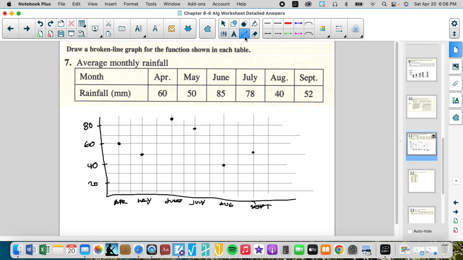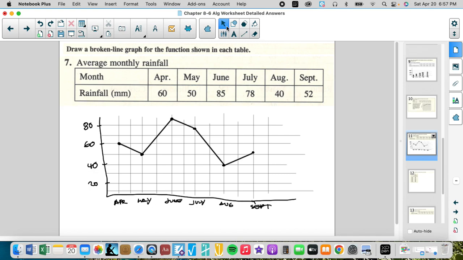Now we're going to connect said dots. Do we go from 0? No, we just start on our first data point. Oh, shoot. I need them bigger. So this will be from here to here, from here to here, from here to here, from here to here, and from this point to this point. That looks nice. That's a nice graph. I'm very happy with that.